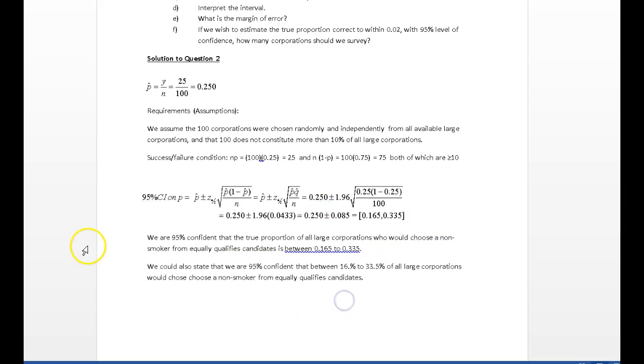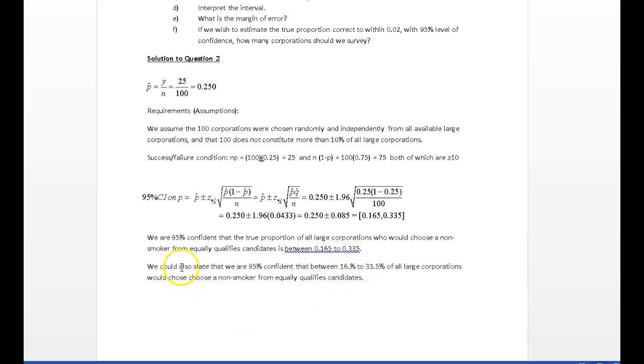So there's a couple of ways you could state this. I've said we are 95% confident that the true proportion of all large corporations who would choose a non-smoker from equally qualified candidates should fall between 0.165 and 0.335.